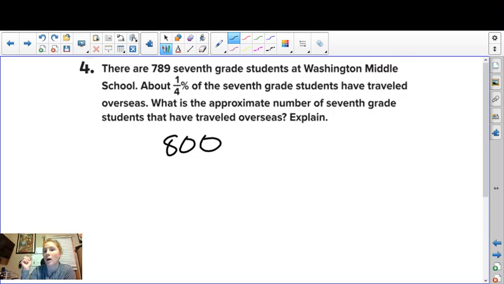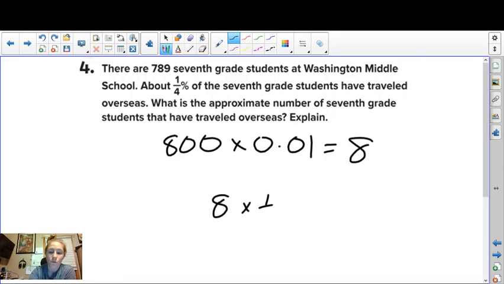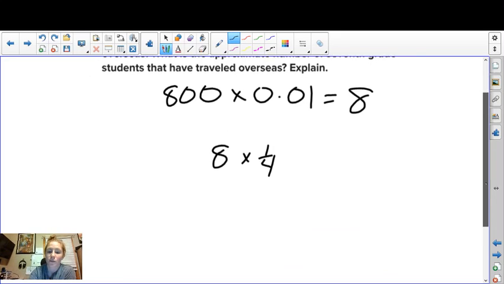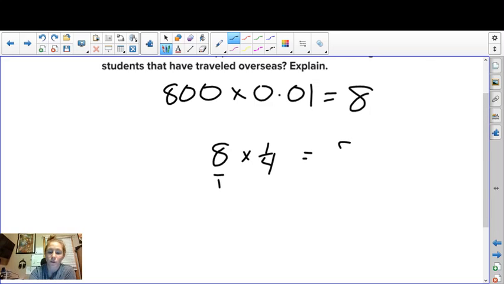And in order to find part of a percentage, in this case 1/4 of 1%, we need to find at least what 1% is, because if I can find 1%, I can take that 1% and divide it by 4. So I need to take 800 times 1%, which is 0.01, which gives me 8. And of those 8, only 1/4 of them went overseas. So we multiply our fractions, which gives me 8 over 4. And then 8 divided by 4 gives me 2.